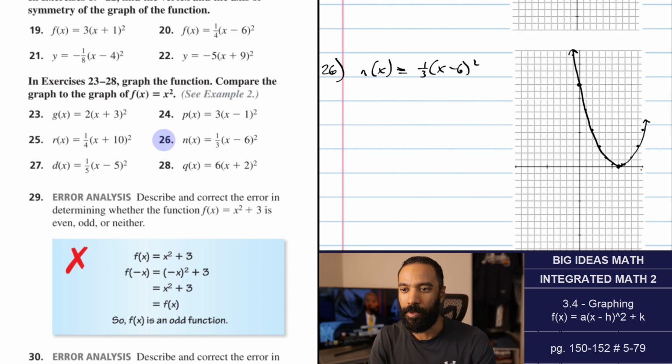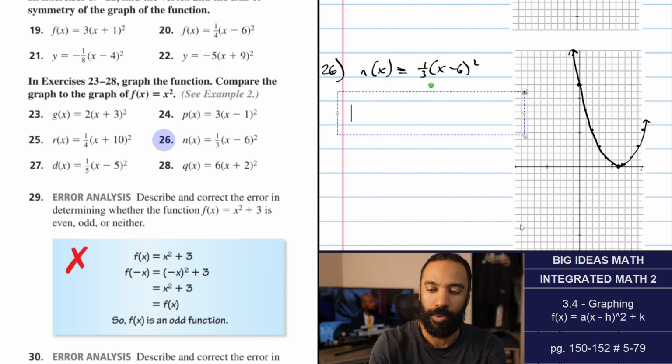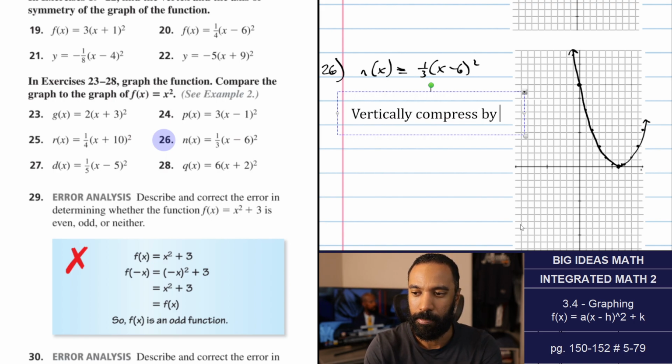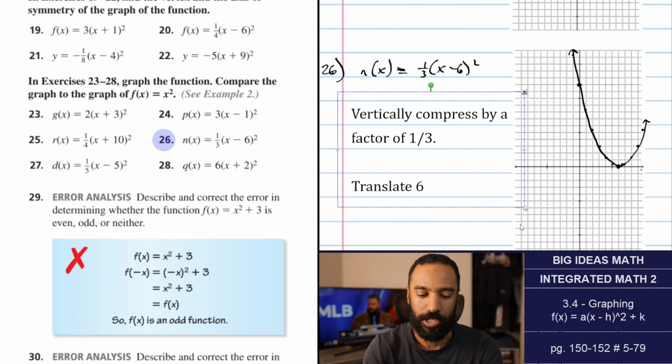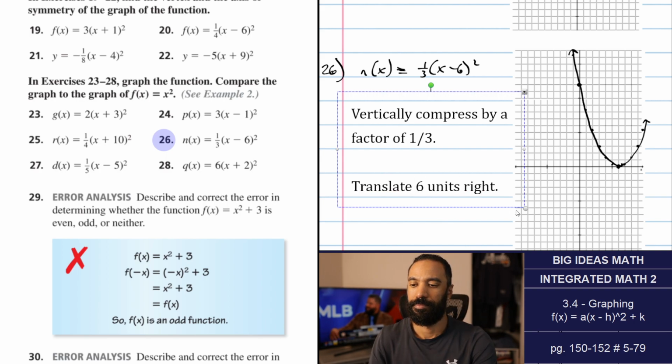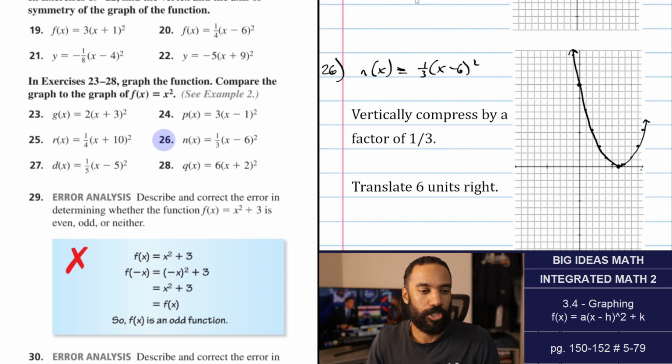Compared to f, we have the vertical compression and the translation. So we vertically compress by a factor of 1/3, and then we translate 6 units to the right. Just trying to make sure everything's good. Okay, that is number 26.